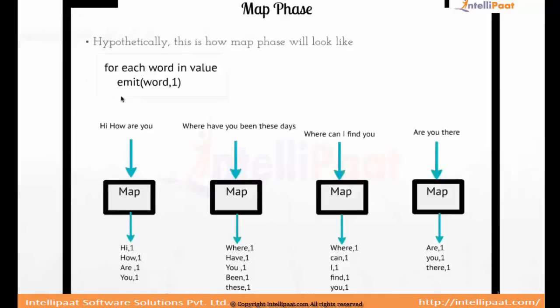So hypothetically, this is how your map phase looks. You have, let's say, map 1, which will take "hi, how are you?" Map 2 would take "where have you been these days?" Map 3 would take "where can I find you?" And map 4 will take "are you there?"